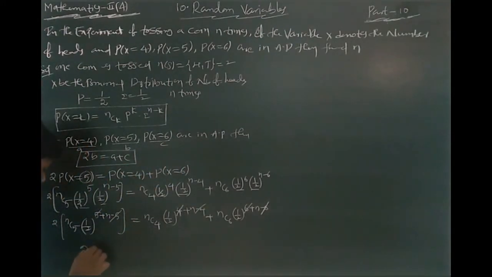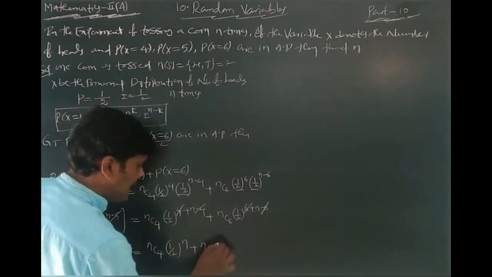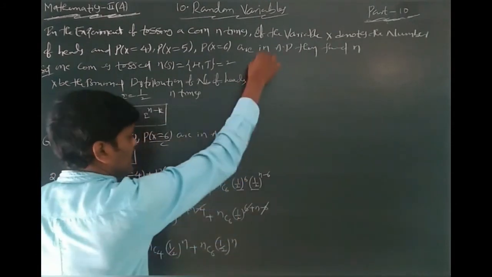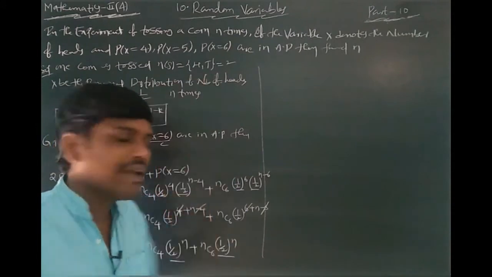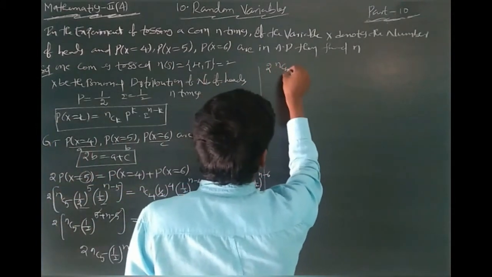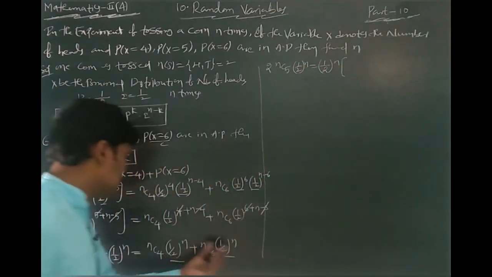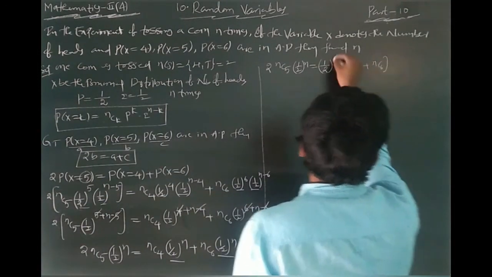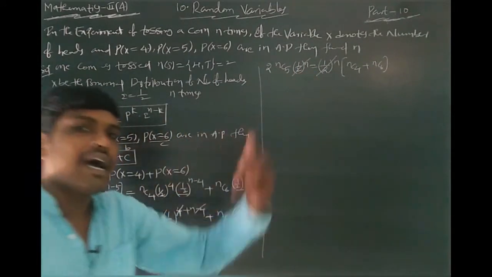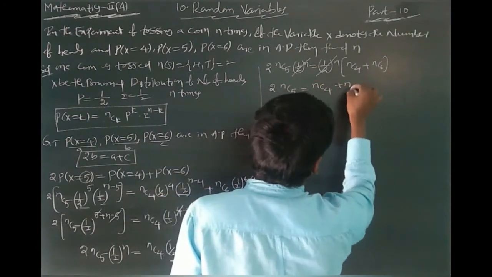Remaining constants here: 2 into nC5 into 1 by 2 whole power n is equal to nC4 into 1 by 2 whole power n plus nC6 into 1 by 2 whole power n. See students, in these two terms, which one is common? 1 by 2 whole power n is common. That's why you can write 2 into nC5 into 1 by 2 whole power n equal to 1 by 2 whole power n taken common in these two terms, you get nC4 plus nC6. Here 1 by 2 whole power n and 1 by 2 whole power n get cancelled. Remaining, students: 2 into nC5 equal to nC4 plus nC6.